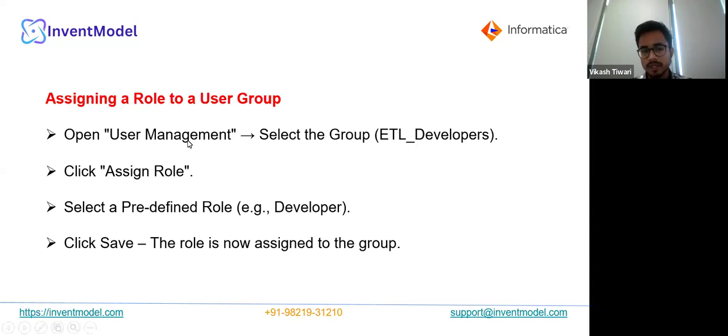So for that, you have to open the user management option and select the group to which you want to give the role. Then click Assign Role and select a role. There are two types of role, which I have already told: predefined and customized. Select which role you want to give to that particular user group, say, developer. Click save. This role is now assigned to that group. So this is how you can assign a role to the user group.